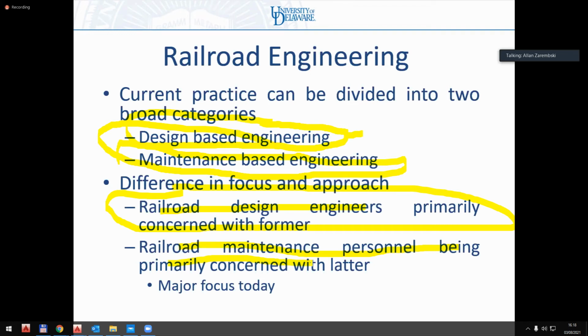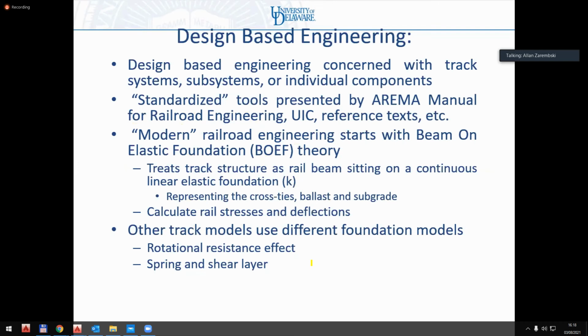How do you fix defects that develop in the track? How do you correct geometry? How do you correct rail problems? As opposed to how do you design the track from scratch? So there are really two different approaches, and I want to differentiate between them. Now, for a moment, I want to focus on design-based engineering. We'll do maintenance as well, but I want to focus today on design-based engineering.